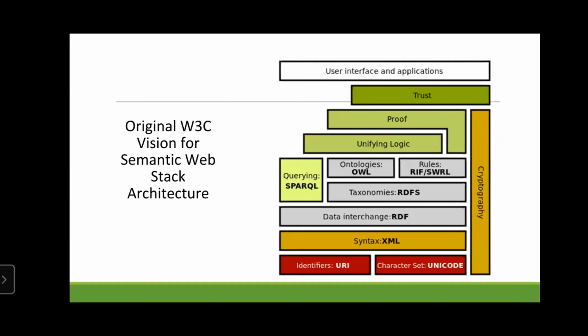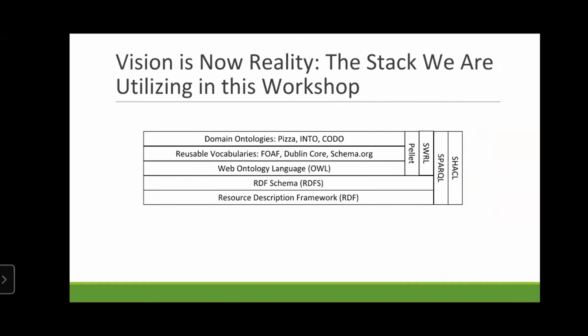In Lee's original paper, he had a picture like this, which was a vision for the semantic web stack architecture. It's a traditional stack architecture where you have the lower level things at the bottom. So the things that define graphs like XML, RDF, and RDFS are the foundation. The things that provide semantics are the Web Ontology Language and the rules. And then you have things like cryptography going vertically across the entire stack. So that was the vision, and now the vision is reality.